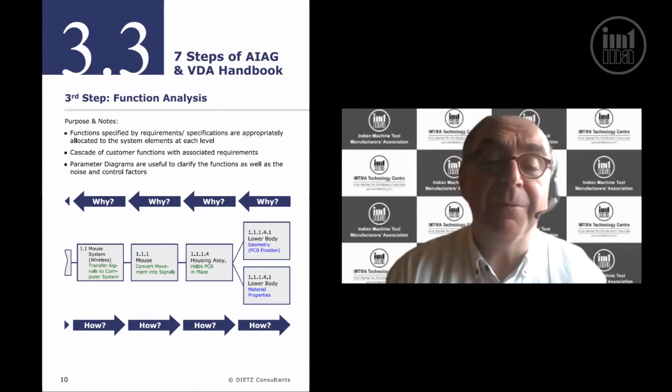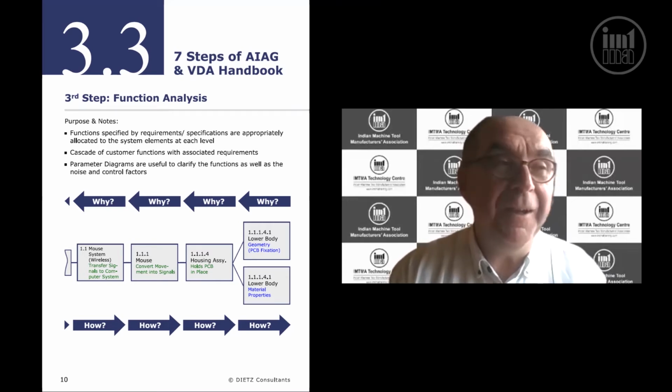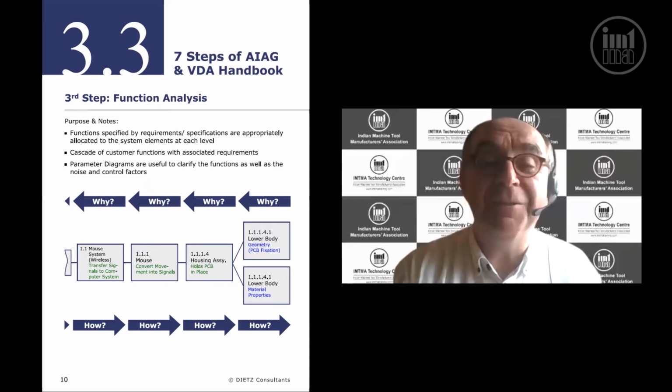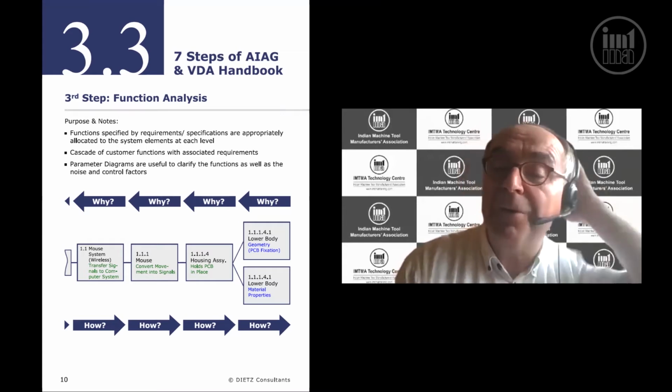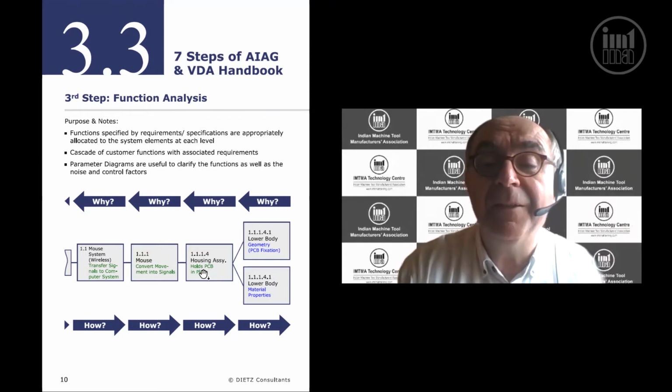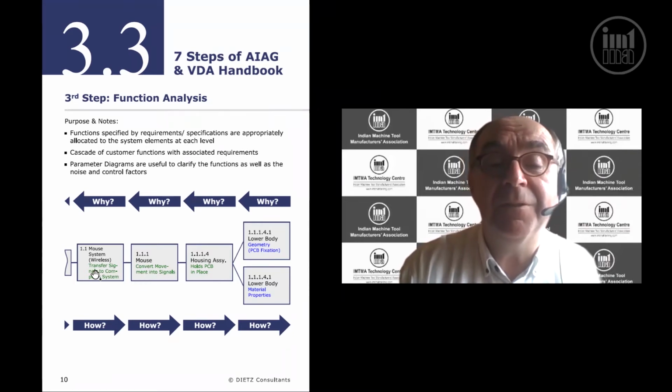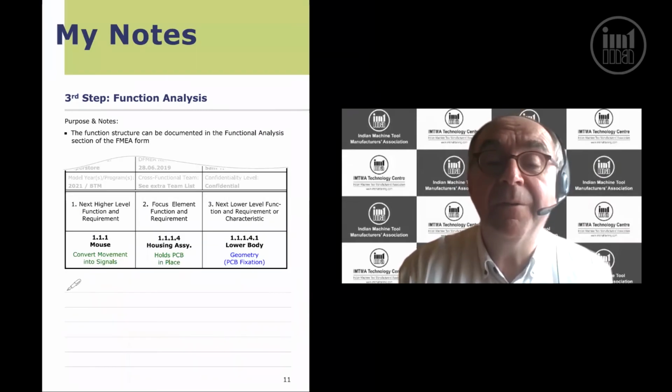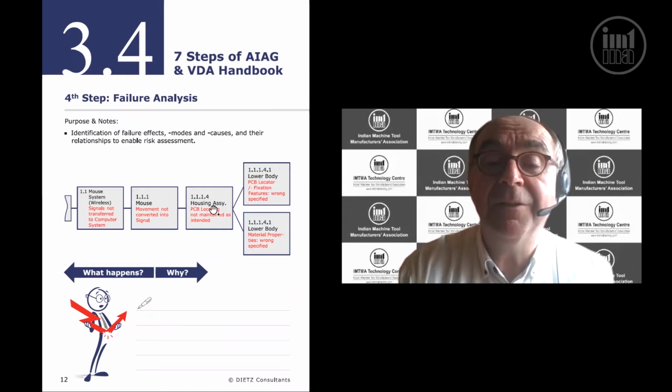And the next job is pretty simple. Step 4 is the failure analysis, and the failure analysis is not critical. It's really easy. The challenge is the function analysis. So we have to convert all the good ones into the bad ones. Does not hold the PCB in place. The wrong specification of the geometry. Does not convert movement into signals. Does not transfer signals to the computer. We did it, of course. Here we are, based on the function analysis.